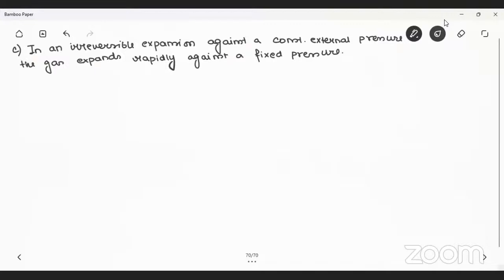I told you that for an irreversible isothermal process, the formula is P external times (V2 minus V1). P external is the external pressure. So what is the P external given as? See the question and tell me.